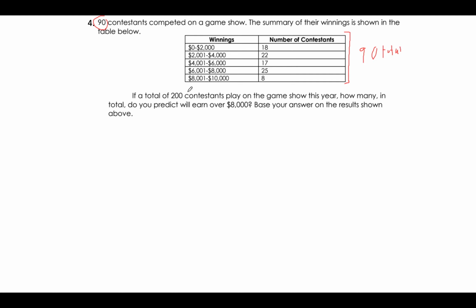Great. If a total of 200 contestants play on the game show this year, how many in total do we predict will earn over $8,000? That's going to be this range here. Base your answers on the results shown above. So find the probability of greater than $8,000. That's going to be, we had 8 of them, over 90 total, is going to be x over 200, where x is the amount of people that make over $8,000.